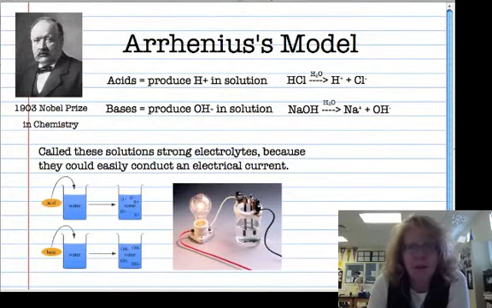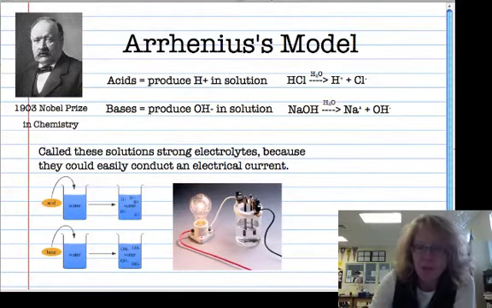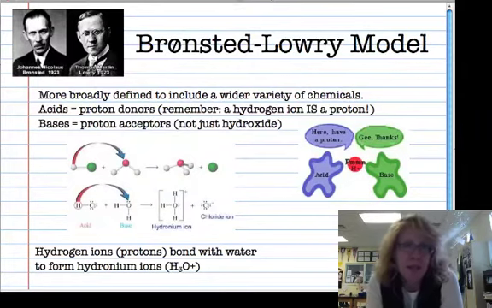Pretty straightforward. I mean, this is, like I said, they work for about 90% of the acids and bases that we deal with. But this is Arrhenius' model. Both of these tend to be strong electrolytes because they're producing those ions in solution, so lots of electricity can travel through those solutions. However, there's some cases where this doesn't work. And this is where these next 2 guys came along.